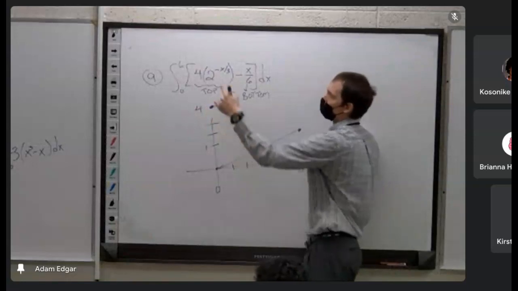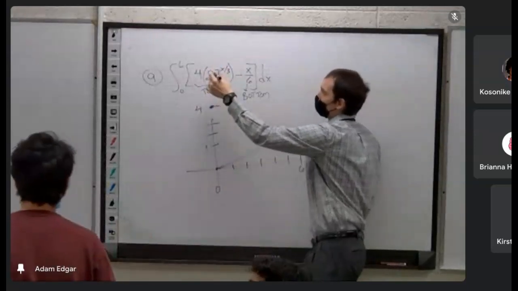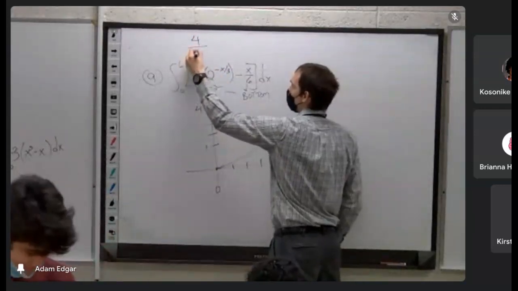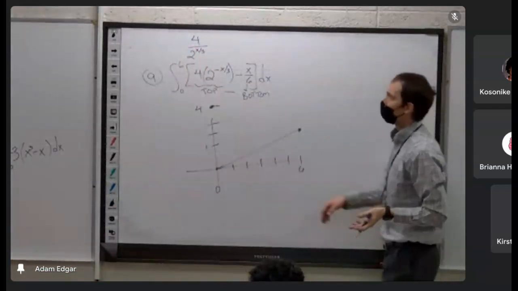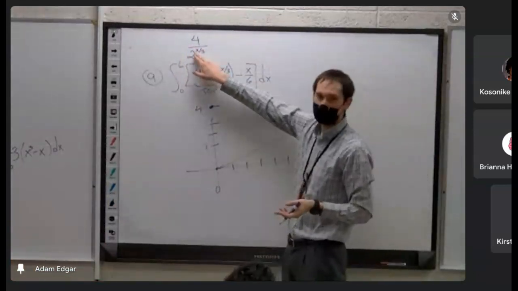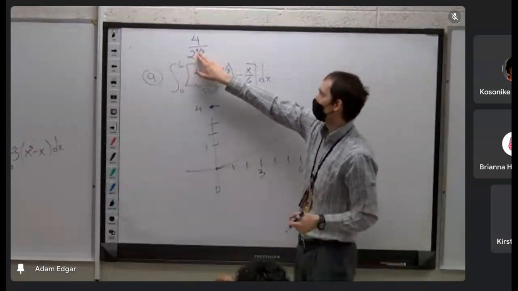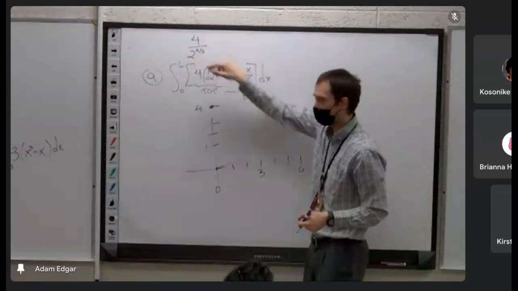Then you plug in 1, and now we're doing 4 over 2 to the x over 3, right? Same thing. So let's go out to x equals 3, because that'll be easier. What's 2 to the 3 thirds? 2, right? So then that's 4 divided by 2, which is 2.